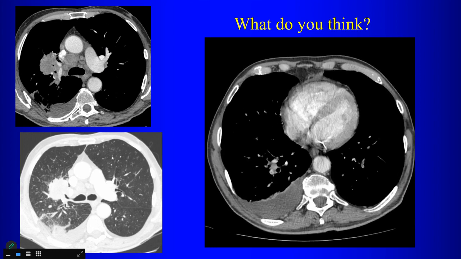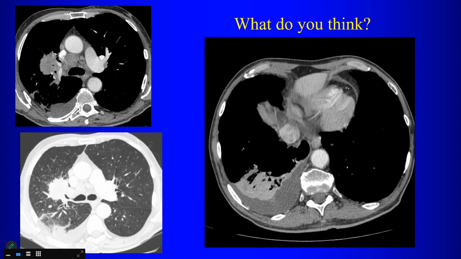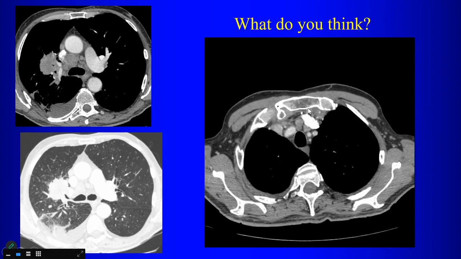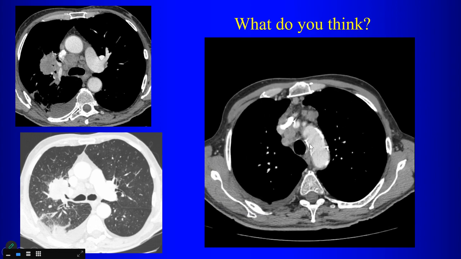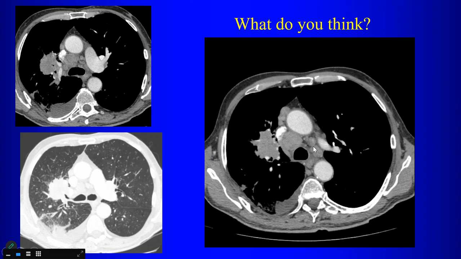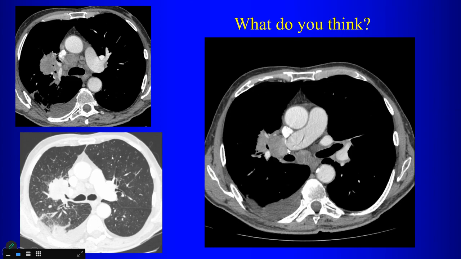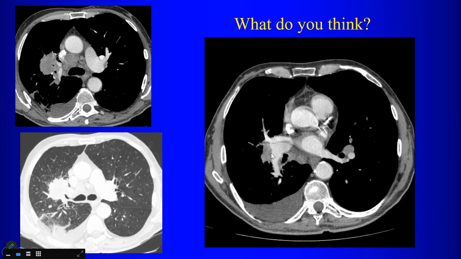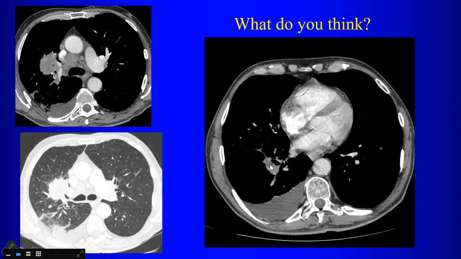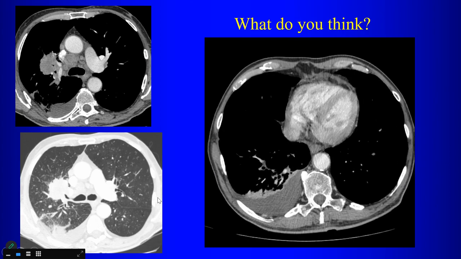There's a PE. Yeah, so there's PE where? The right. Yeah, in the right lower lobe. Okay, so this is not a PE protocol. The patient did not come in for a PE scan. So if we follow the interlobar artery down, we've got segmental PEs there in the right lower lobe.